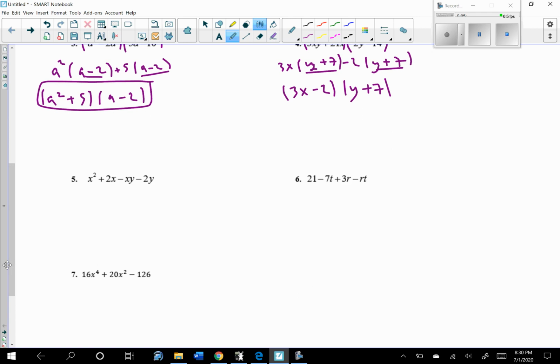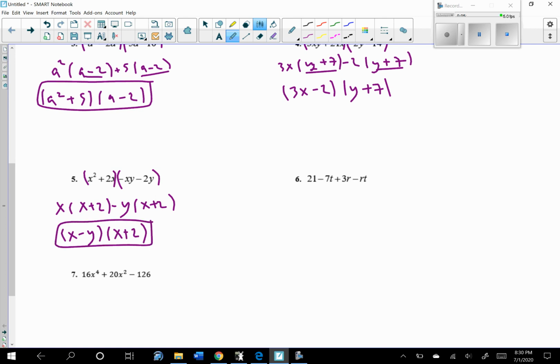Looking at example 5, so for this one, when you group, you can take out x, so that becomes x plus 2. Over here, we get minus y, and that becomes x plus 2. So x minus y times x plus 2. If you ever notice that these terms are not the same when you take out the GCF, look at what you factored for the GCF first, and then maybe try to rearrange your terms. And if that doesn't work, then that means it's not factorable by factor by grouping.